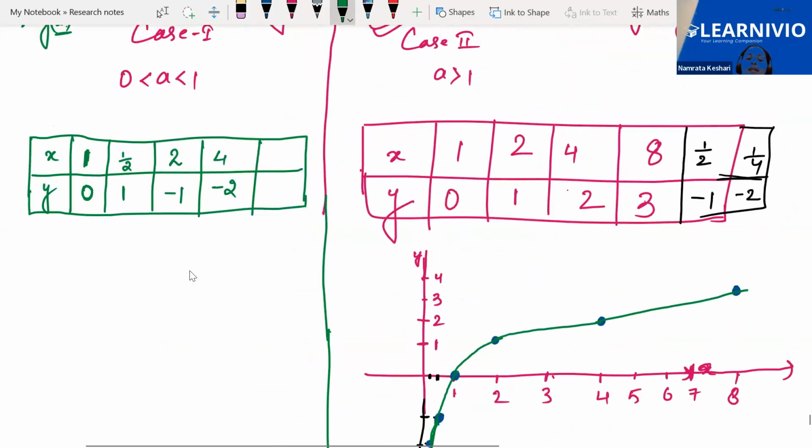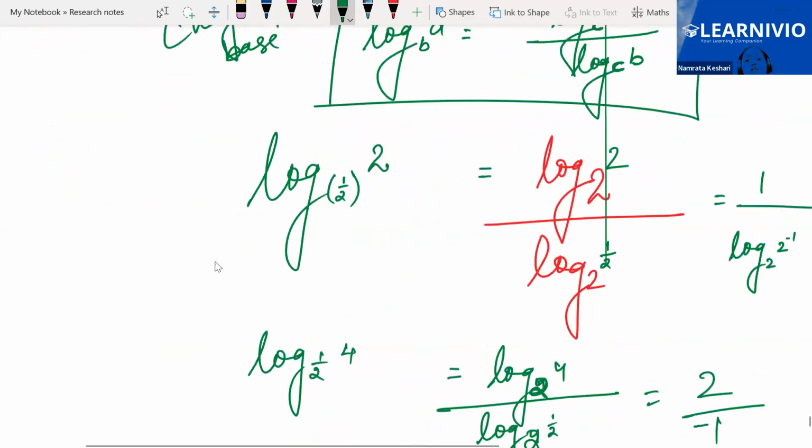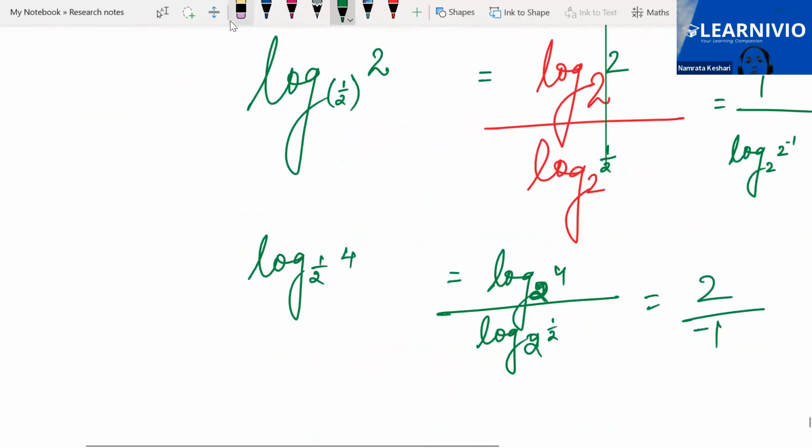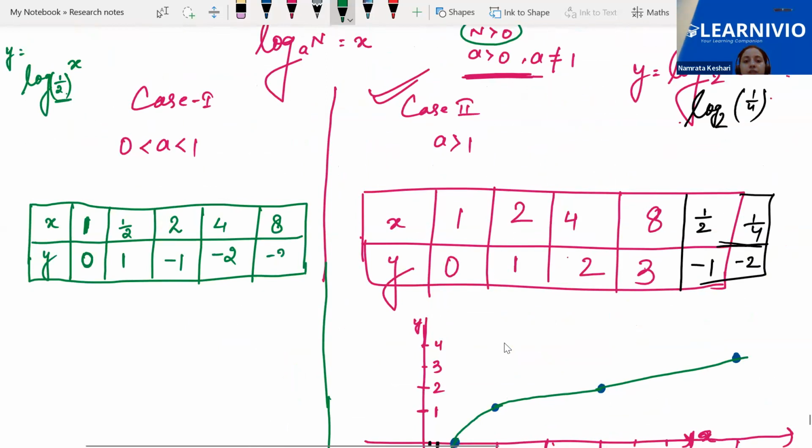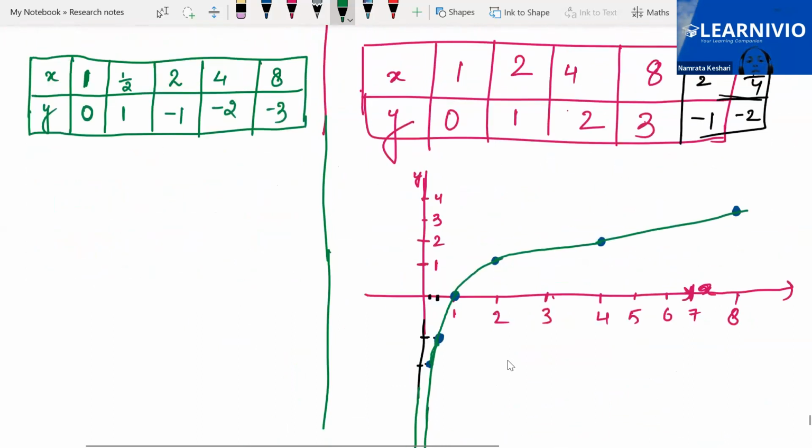If we take 8, then is it still possible? This 4 I am going to make 8 now. So in the numerator it will be 3, and in the denominator it will be minus 1, so minus 3. Right, Annapurna? Yes. Let's try making the graph.